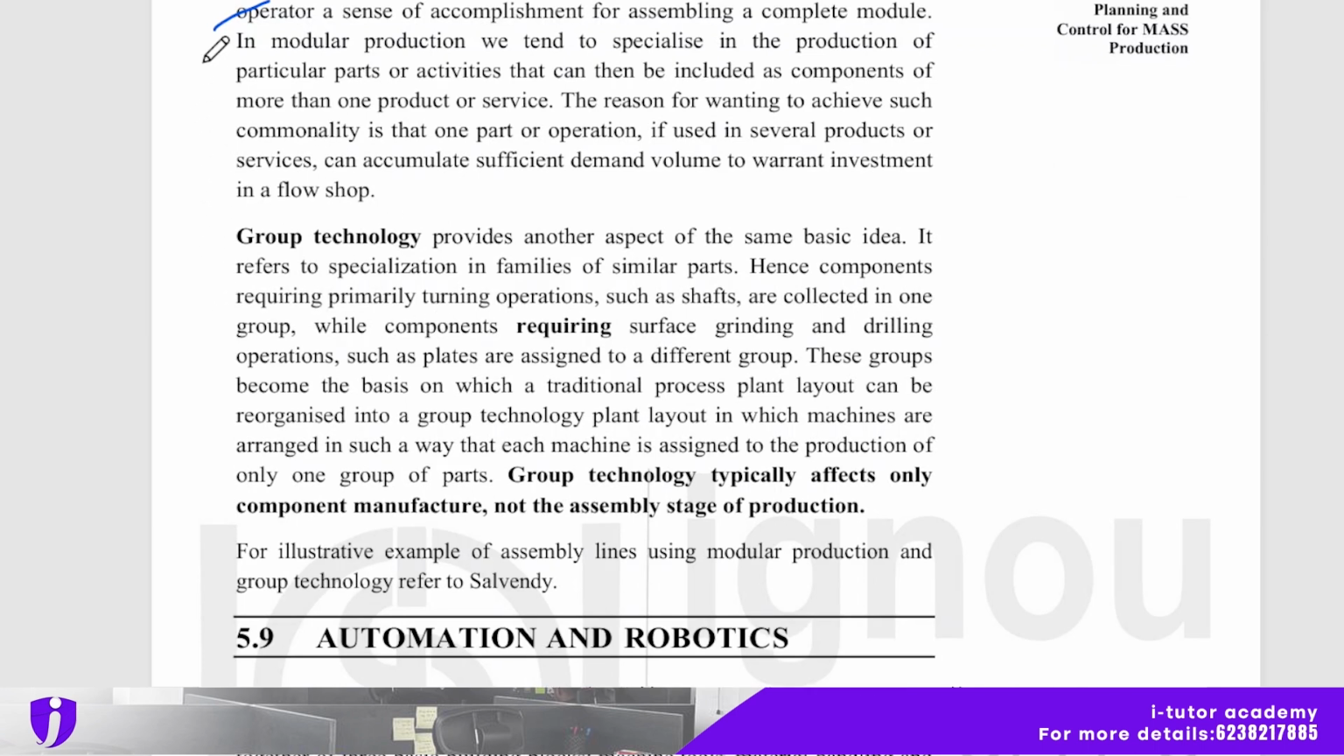In modular production, we tend to specialize in the production of particular parts or activities that can then be included as components of more than one product or service.